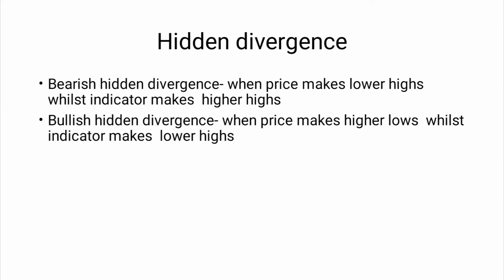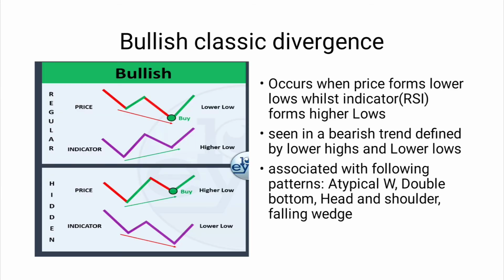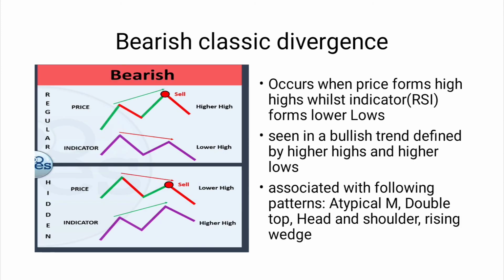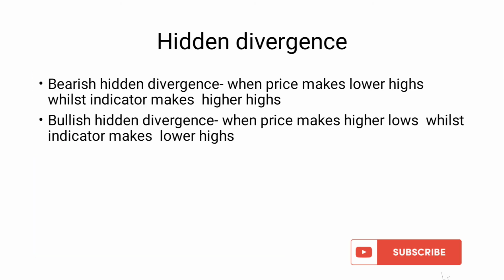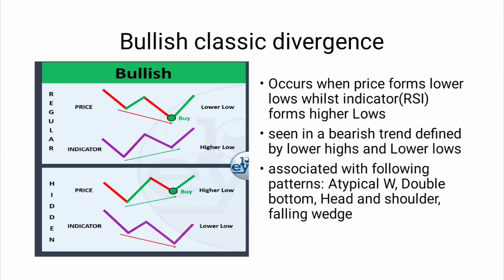So what is a hidden divergence? I'm sure you've been noticing here we've got a hidden, here we've got a hidden. So what is it? Bearish hidden is when price makes lower highs while the indicator makes higher highs, that's divergence. So this signifies sells.